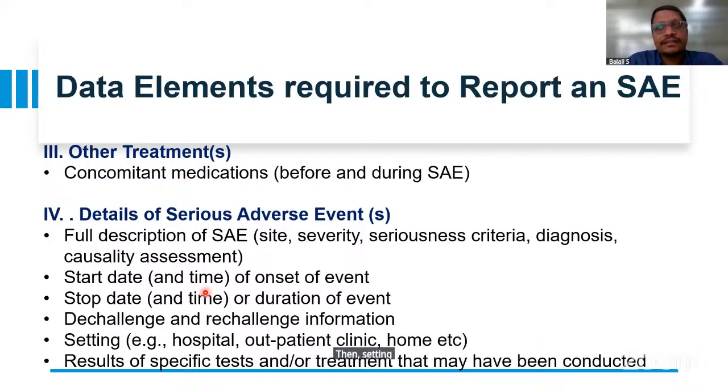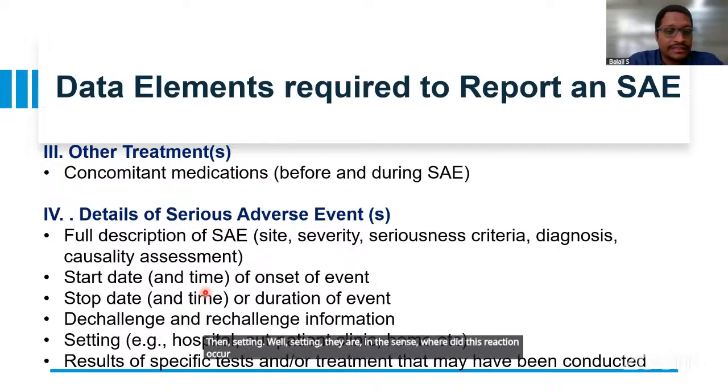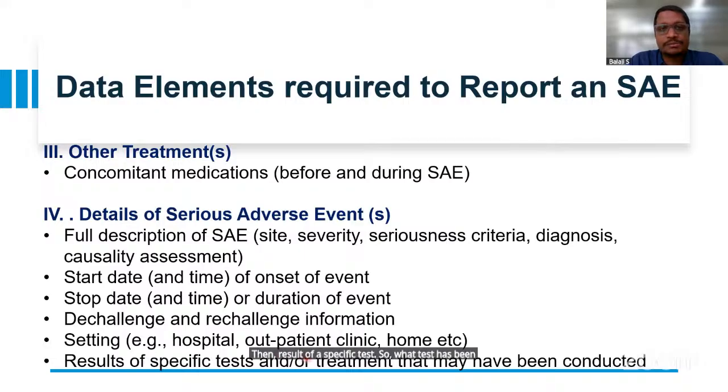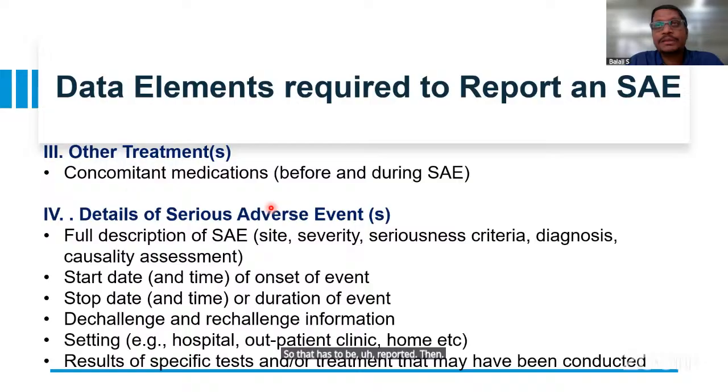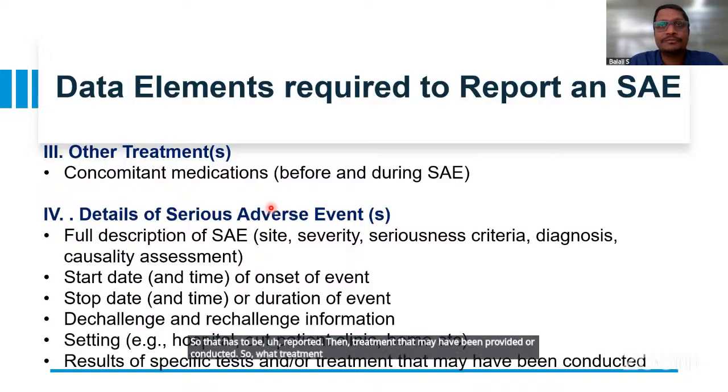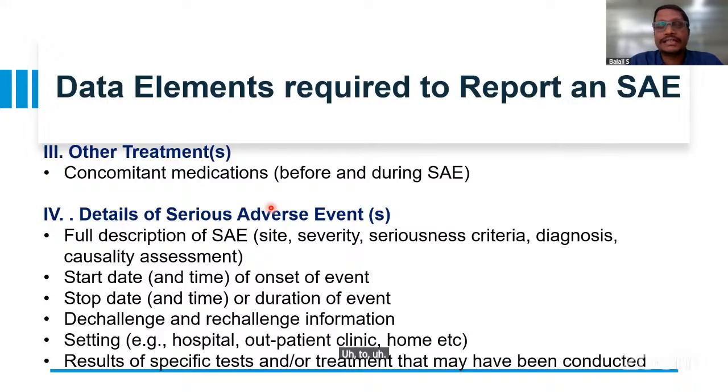Then setting here, in the sense, where did this reaction occur? Whether the reaction occurred in the hospital, outpatient clinic, or at home has to be captured. Then result of a specific test. So what test has been done to the patient? That specific test which clearly states and explains the reaction. For example, if a clinician or investigator reports anemia, the expected laboratory report is the hemoglobin level. Right? And then further RBC indices, which tell us what type of anemia it is. So that has to be reported. Then treatment that may have been provided. What treatment have we given to treat that particular reaction is also to be reported.